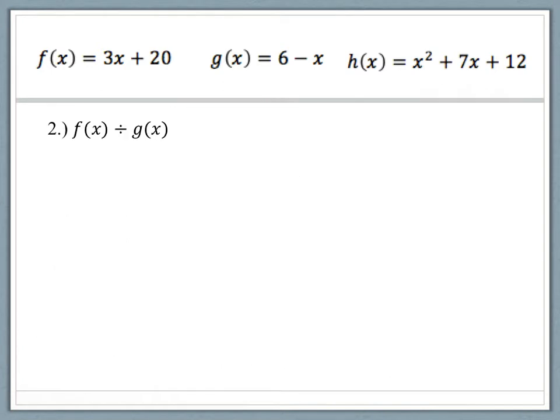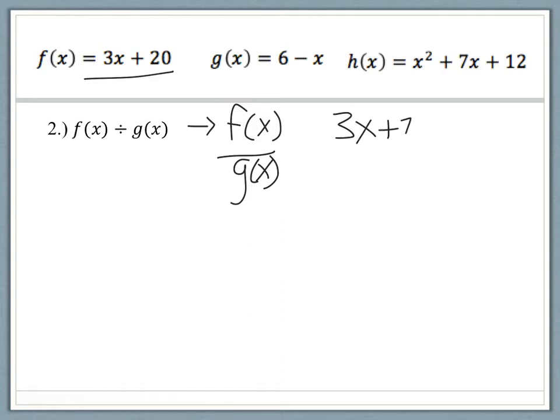For this division one, division sometimes people get a little freaked out about. It's actually not too bad. I always like to rewrite it as f of x divided by g of x, kind of as a fraction, because that's how I'm going to set it up. I'm going to do my f of x, which is 3x plus 20, over my g of x, which is just 6 minus x. Okay. Now, I'm almost done.